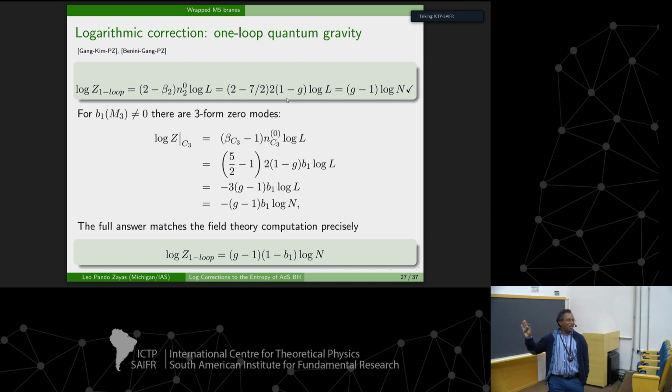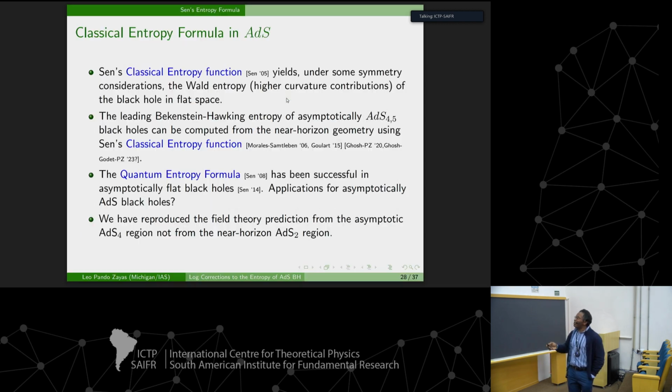I don't show you the field theory computation, but it is something that can also be done using 3D duality. But there's this agreement. All right, so life is good, right? The story that I have told you is a story of success. But there are subtleties, especially from the conceptual point of view.